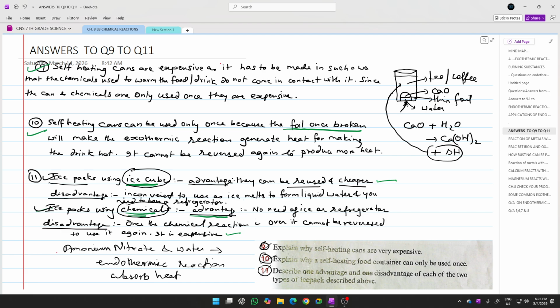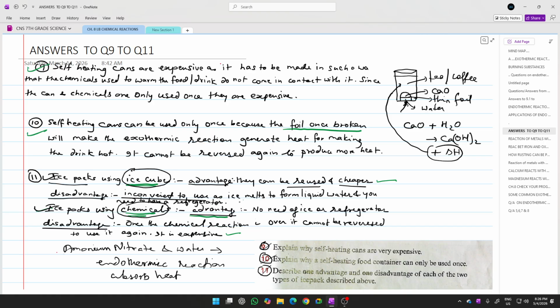The disadvantage is that it will be inconvenient to use. Why inconvenient? Because every time the ice melts, water will be formed, and that water may fall onto your skin, and your hand or the portion of the body where you are keeping that ice pack will become wet. So that inconvenience is taken as a disadvantage.